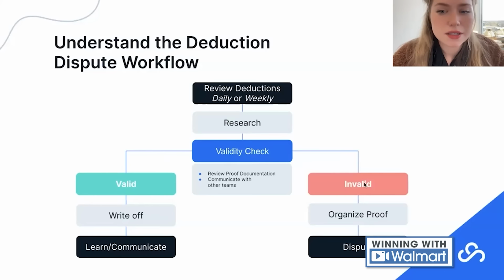Now, if it's an invalid deduction, you're going to want to actually organize that proof. So if you're talking about shortage deductions, again, that's your shipping information, your check, your invoice, all of that. You're going to put it together, and you're going to want to dispute through APDP, which, if I haven't mentioned this, is the accounts payable dispute portal in Retail Link. You can submit it through that.